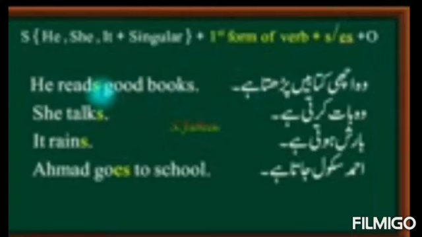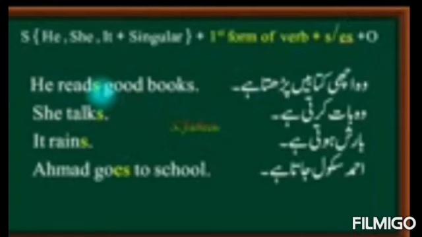Example over here is he reads good books. वो अच्छी किताबें पढ़ता है. In this sentence he is the subject, and as we know that with he we are going to use s or es with the verb, which will become reads, and books is the object. He reads good books. Another example is she talks. वो बात करती है. She is the subject and talk is the main verb with which we are going to add s. It will become she talks.